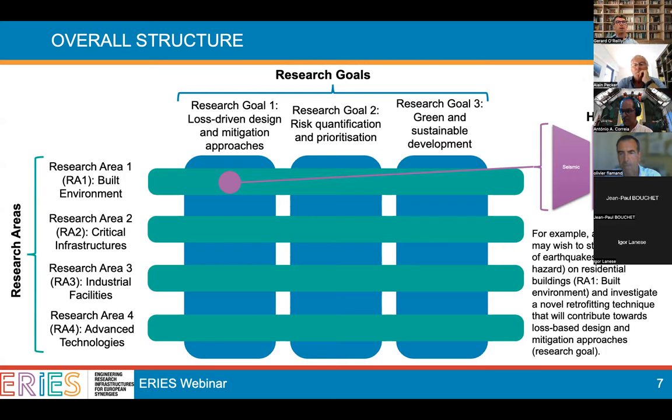As I was mentioning before, an example TA user project, where TA stands for Transnational Access, which we will talk about a little bit later, but essentially just means access to a research laboratory or infrastructure. One of these projects may wish to study the effects of earthquakes, so this would be the seismic hazard, looking at residential buildings, so this would fall into the research area of the built environment. And maybe looking at retrofitting techniques that will look at loss-based design and mitigation approaches. So this would be the research goal, and it will follow into this category here that I was showing before. This is how you can construct your project to fit the overall 3D structure of the ERIES project.